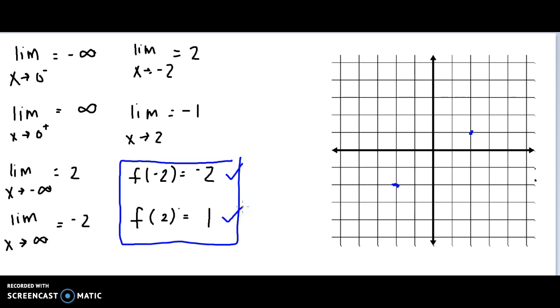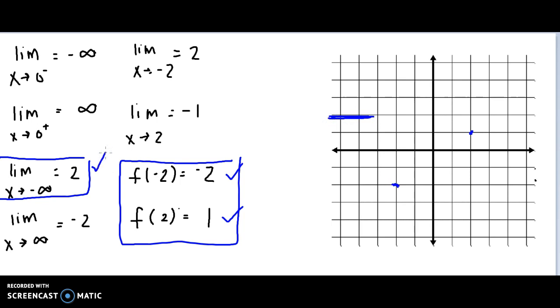Next, I like to start all the way on the left-hand side of my graph. So that would mean this right here, negative infinity. So as I go all the way to the left, I know my graph is flattening out at y equals 2. So as we move to the left, this graph is going to flatten out at y equals 2.